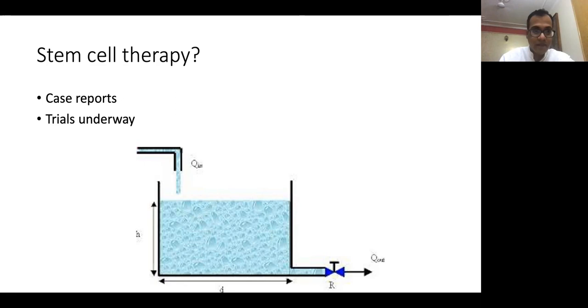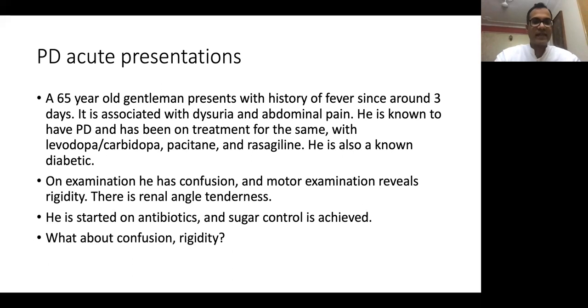So this is something which is relevant to internal medicine graduates: acute presentations in PD. A very common picture: a 65-year-old gentleman presents with a history of fever, dysuria and abdominal pain. He is known to have Parkinson's disease, is on three drugs, and is also a known diabetic. When you examine, the patient is confused, blabbering, delirious. But there's a lot of rigidity.